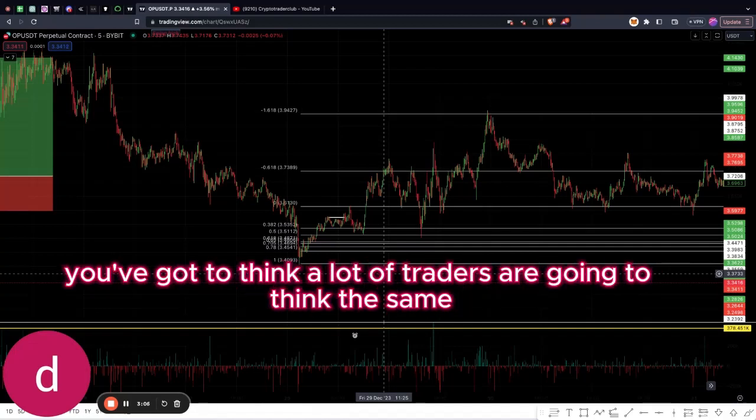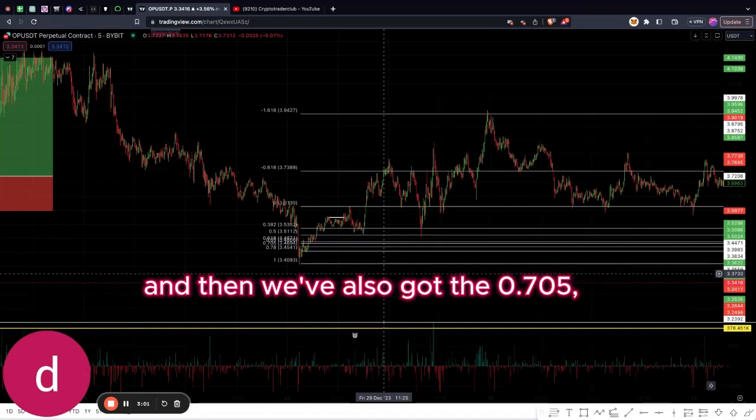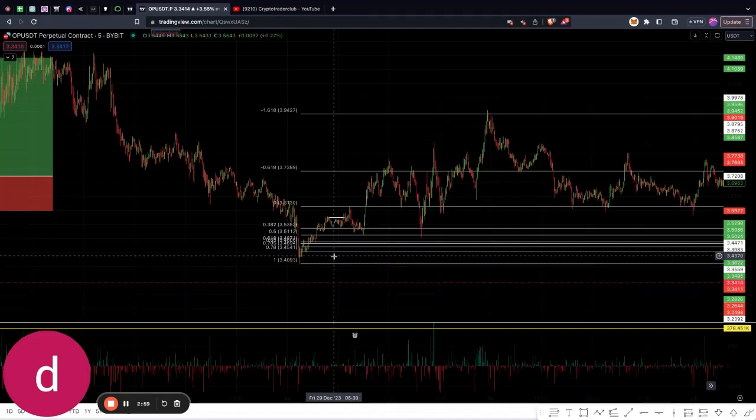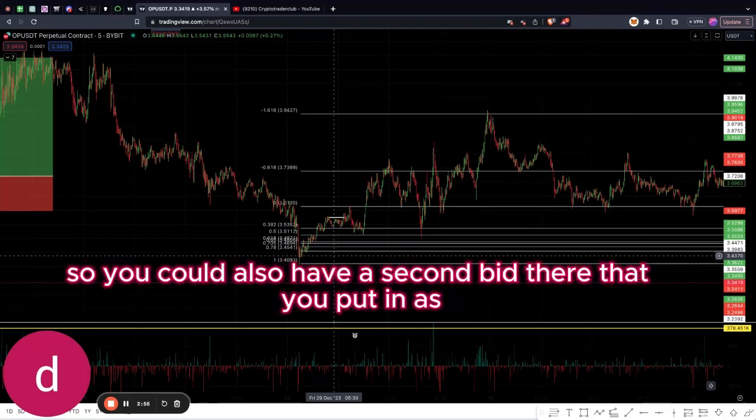And you've got to think a lot of traders are going to think the same as you, so that's where they're going to enter on those levels. And then we've also got the 0.705 and 0.78. Your 0.78 for me is kind of like your last line of defense, so you could also have a second offer there that you put in as well.